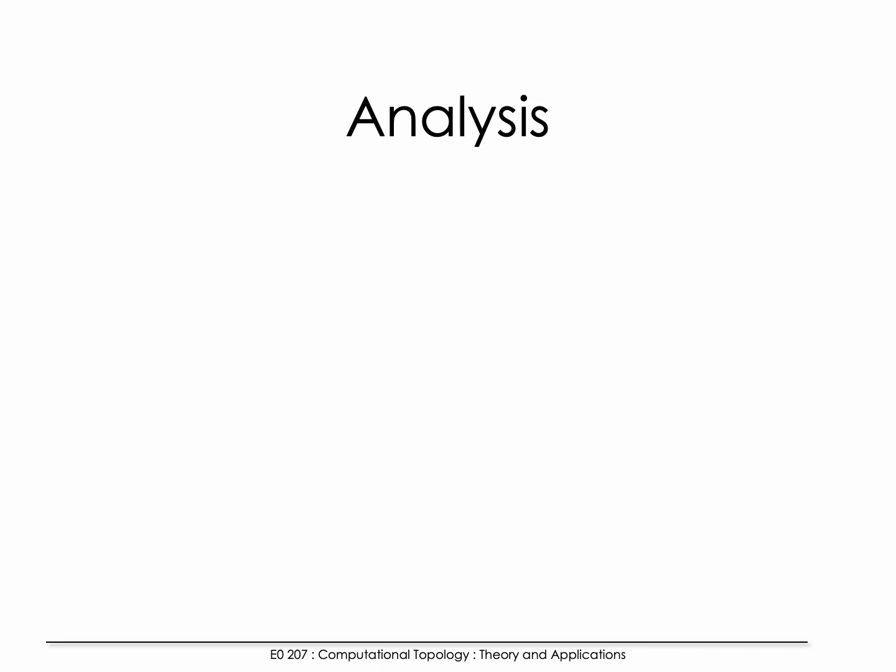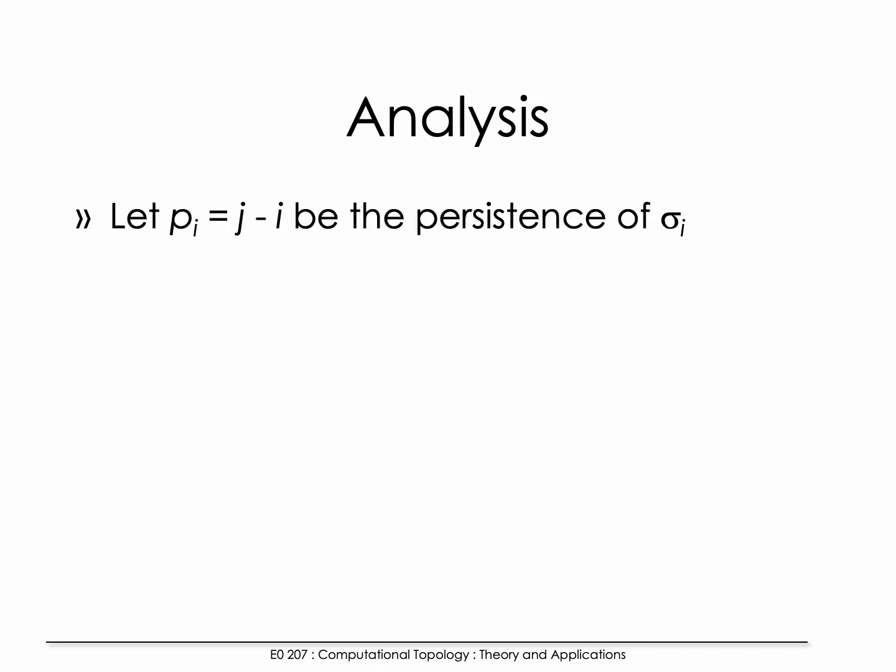What about the runtime? So if p sub i is the persistence of sigma sub i, we know that this persistence is just j minus i. We are using index persistence here. We know that sigma sub i is found in p sub i steps, because there are p sub i number of potential collisions. Of course, this is a conservative estimate. How much time does it take to resolve each collision?